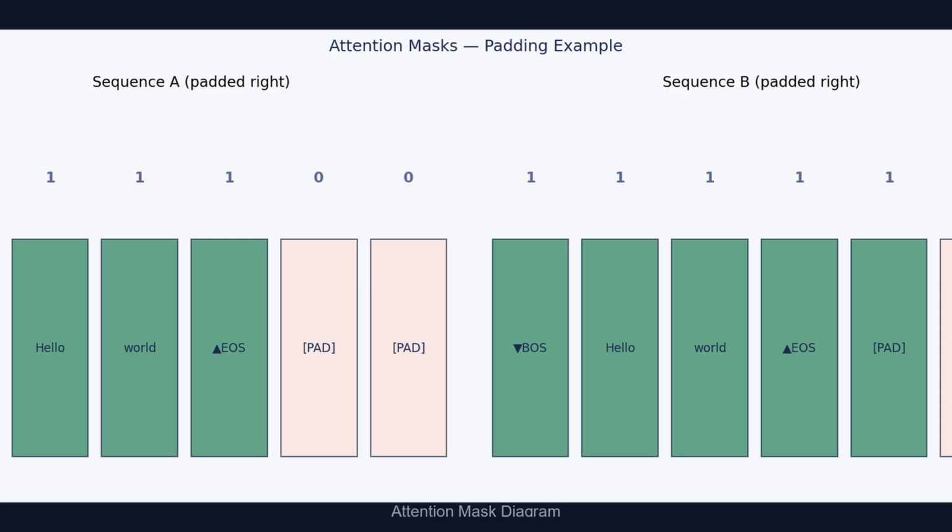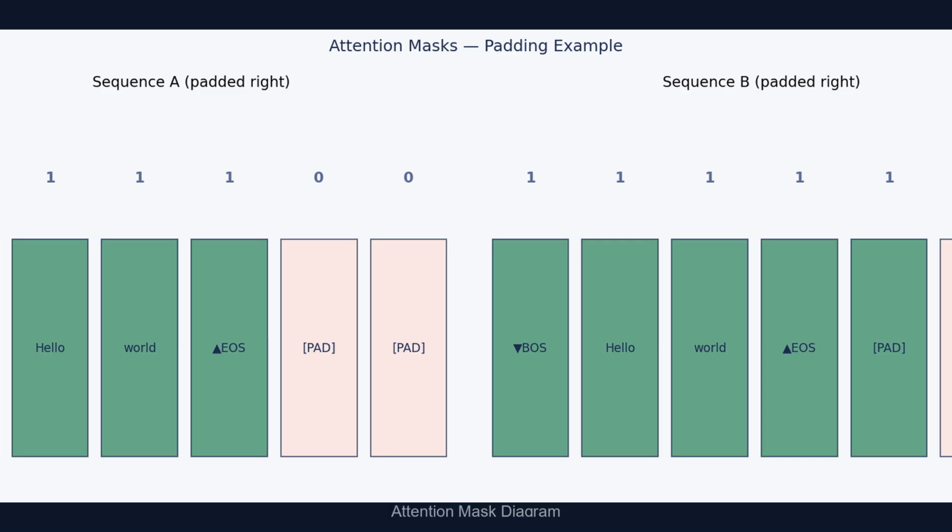Attention masks are how the model distinguishes real content from padding. In sequence A, the tokens for hello and world carry attention mask values of 1. The model attends to them fully. The padding tokens at the end carry values of 0. The model ignores them during the attention computation. Sequence B follows the same pattern. Without this mask, the model would treat padding tokens as meaningful input and try to attend to them, which corrupts the attention scores and degrades training quality.